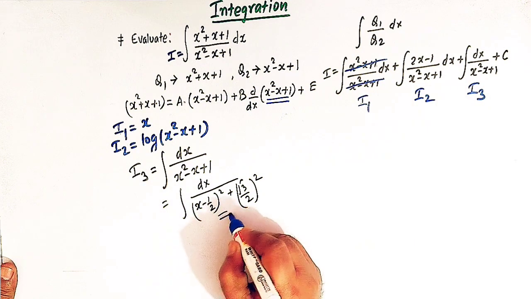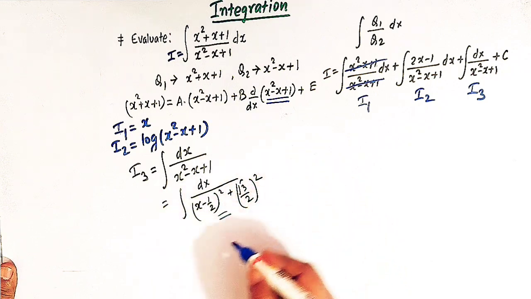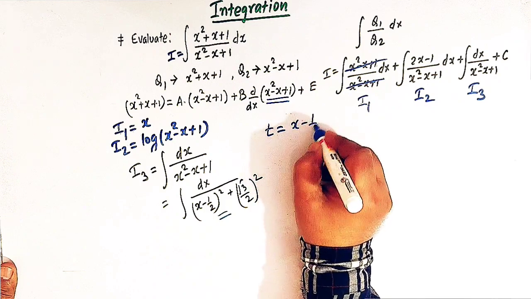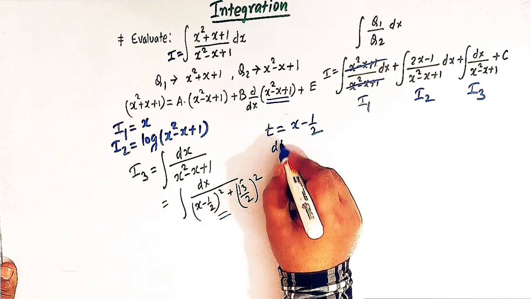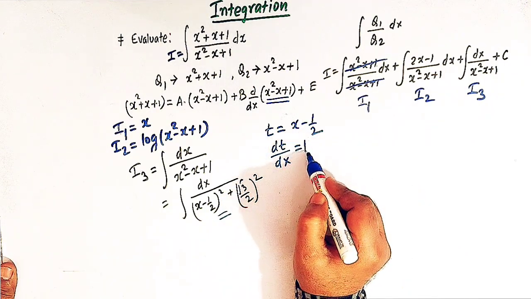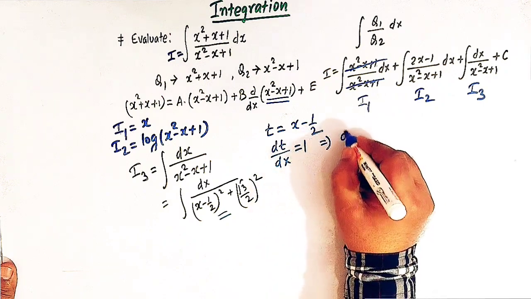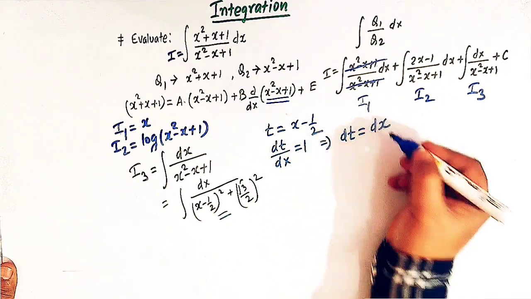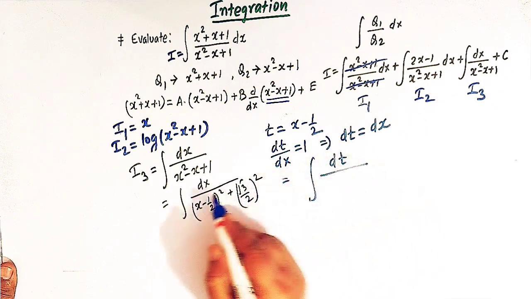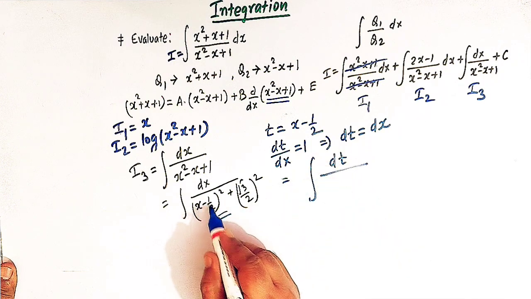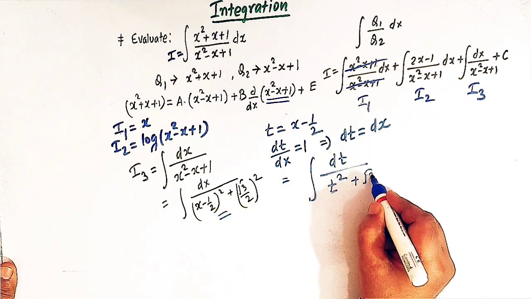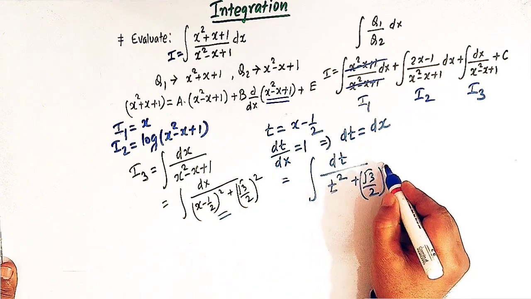So now to solve this integral, we can again make use of the method of substitution. So let us take t is equal to x minus half, right? So dt over dx is equal to 1 because the derivative of x with respect to x is 1. So we have dt is equal to dx, right? So now this integral becomes dt. For dx we have dt, and x minus half square can be written as t square, and here we have a square root of 3 over 2 square.